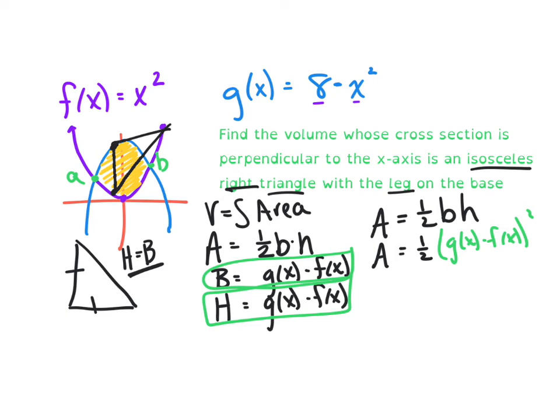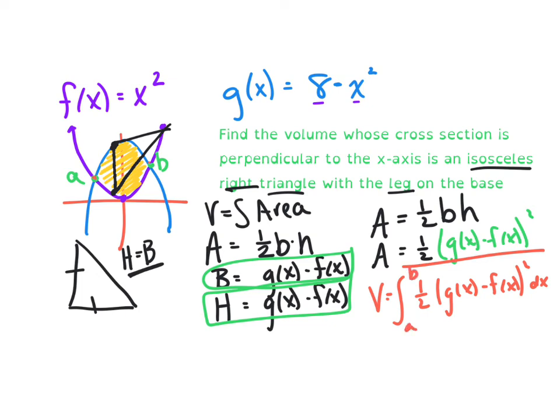So then I can say my volume is just literally whatever I wrote for area. I'm going to integrate that. 1/2 g of x minus f of x squared dx. And we're going to go very generic. This can move all the way to the left from A and to the right to B.